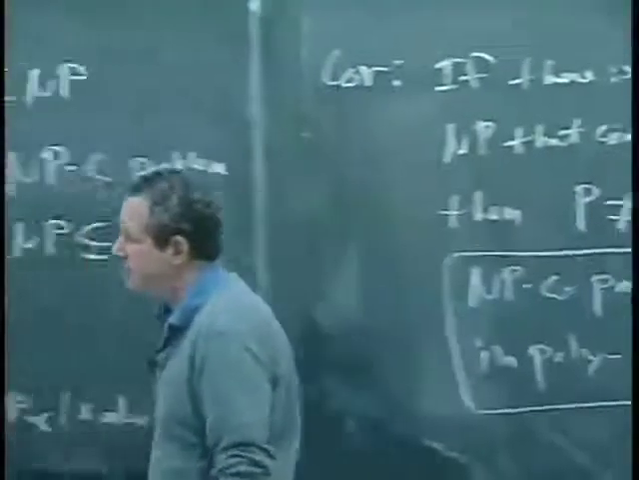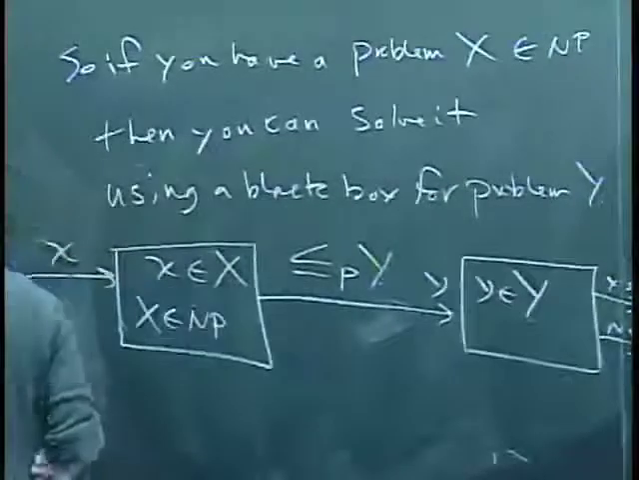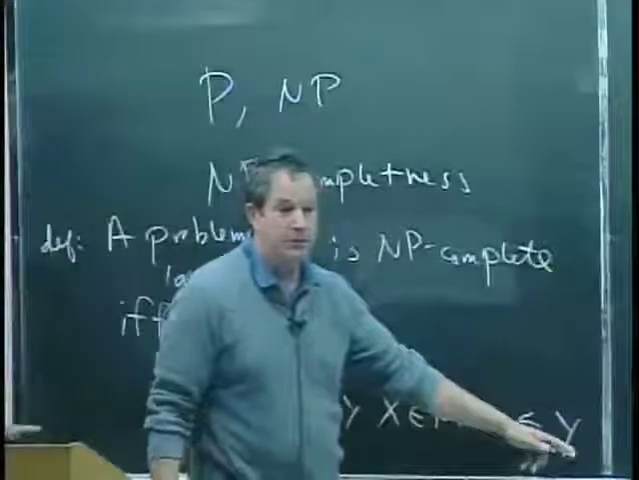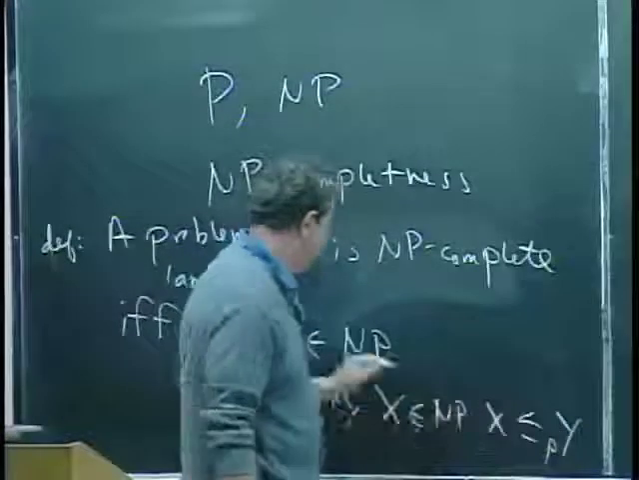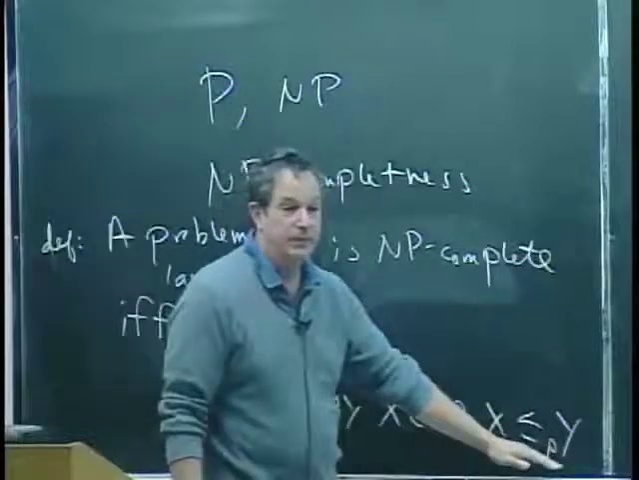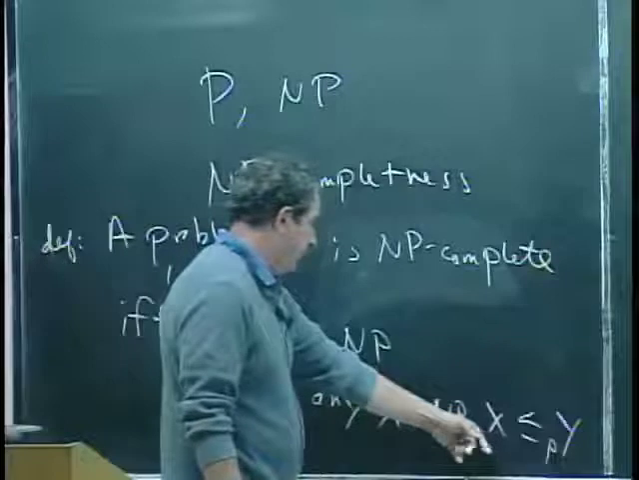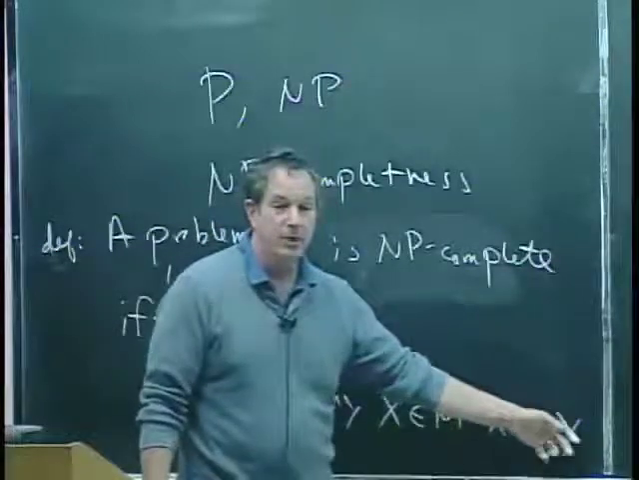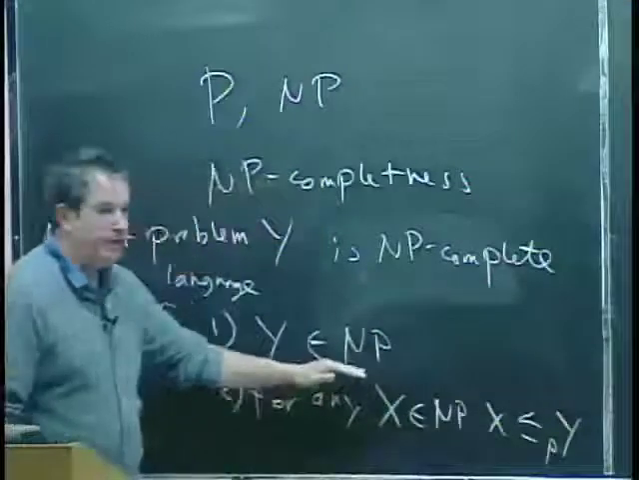The definition says that to be NP-complete, it means that any problem in NP has to reduce in polynomial time to it. So problem Y is NP-complete if and only if these 2 conditions hold. And the hard part is showing that any problem in NP is reducible in polynomial time to that problem Y. Being in NP by itself, that's no great distinction.